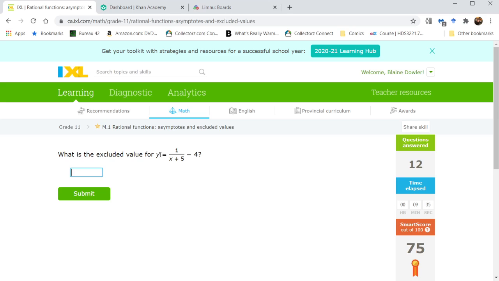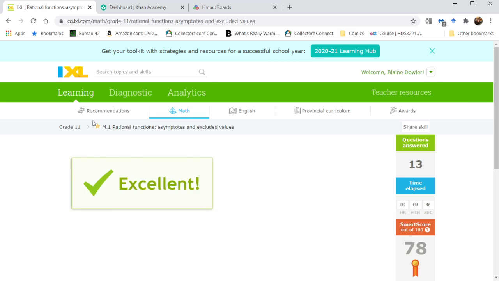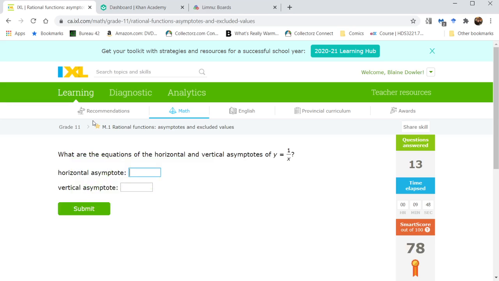Here, the excluded value, the non-permissible value, when would you be dividing by 0? That is when x plus 5 equals 0, so that must be when x equals -5. Remember, the excluded values are exclusively about the x and never about the y.